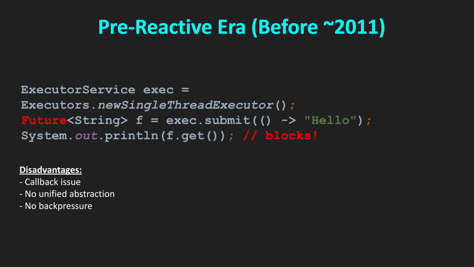Which is before 2011. Before 2011, the way we could create an asynchronous program, or a reactive program, in Java was to use a Future. Future has several disadvantages. One is that it has a callback issue, it has no unified abstraction, and there is no back pressure handling in the Future. Also, Future can be blocking. For example, in this case, if we try to get the value from our Future, then this part of the code is blocking.